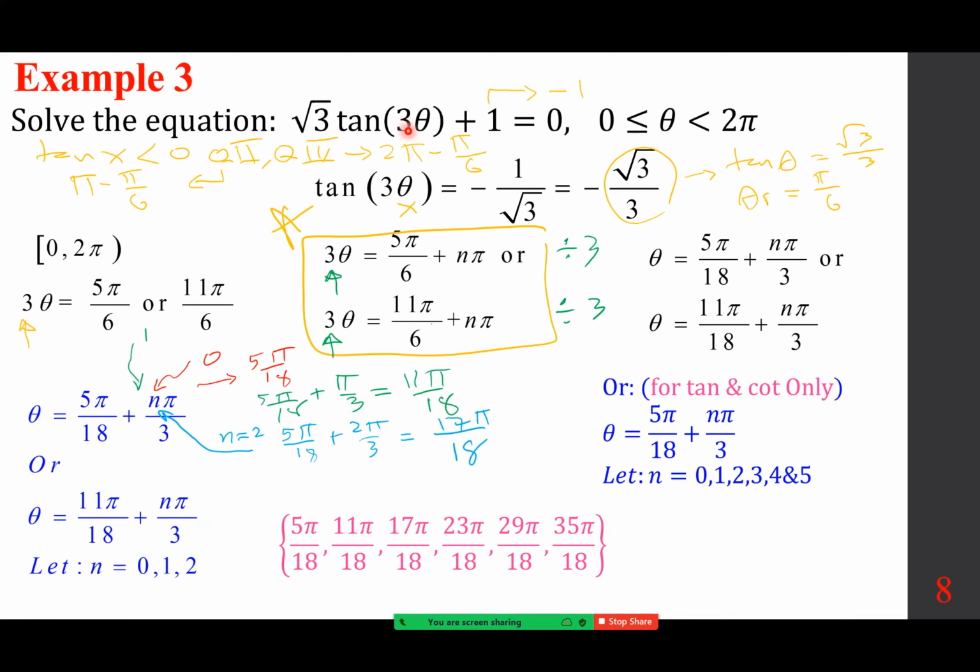Anytime you have a number in front of the angle, that means it's x or y or z, doesn't matter, a number other than 1. You must add n pi for the case of tangent and cotangent, and 2k pi or 2n pi for the case of sine and cosine to find all possible solutions. And whenever you're done, if you have any doubts, you can check. You can plug this in and see if you can come up with the correct answer.